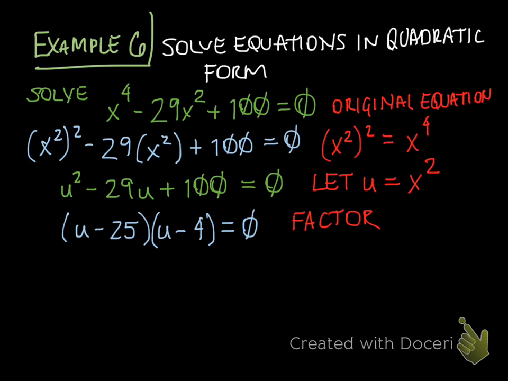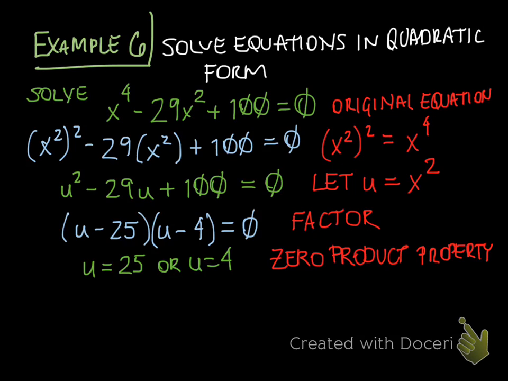So, next thing, we're going to factor multiples of 100 that combined give me negative 29. That would be negative 25, negative 4. And we just set it up like we're factoring a quadratic expression: u minus 25 times u minus 4 equals 0. The next thing we're going to do is use the ZPP, the zero product property. It's equal to 0, so set both sets of that equation equal to 0: u minus 25 equals 0, u minus 4 equals 0.